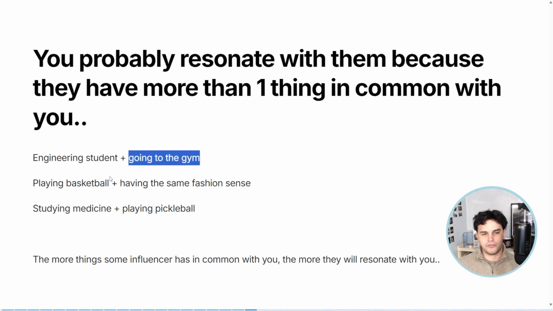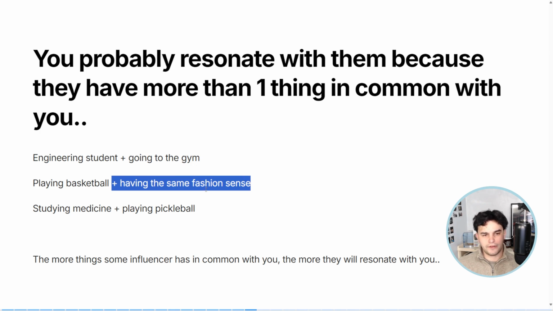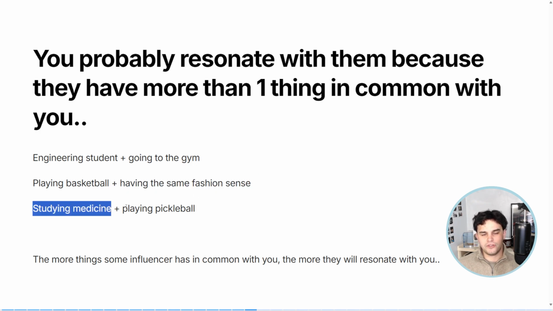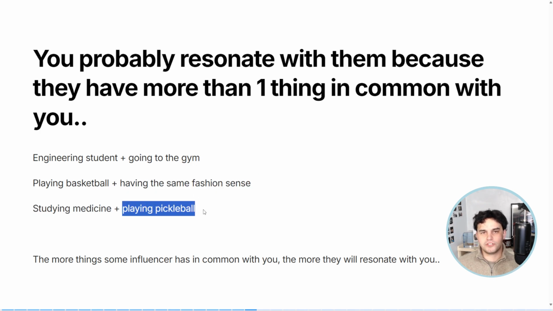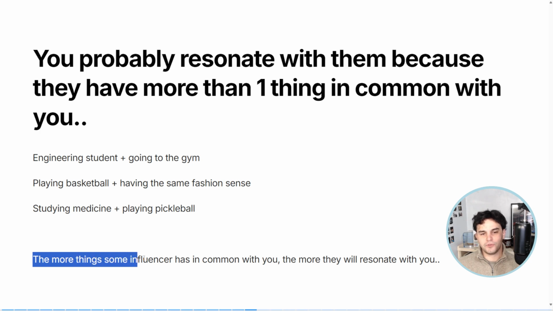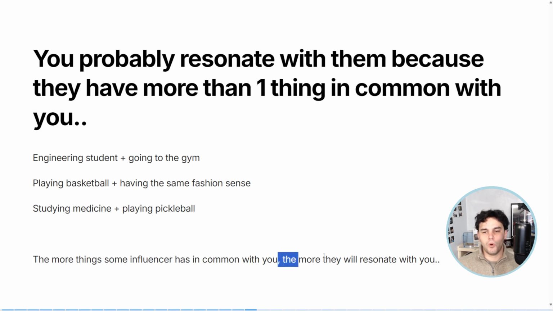So you might follow someone because of that. You might play basketball and also have the same fashion sense as someone else. So you might follow them for that. You might be studying medicine and you might be playing pickleball. Just random examples. You might resonate with someone because they do both of those things. And what you'll notice is that the more things some influencer has in common with you, the more that they will resonate with you as well.